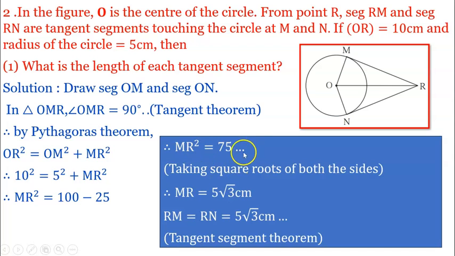Taking the square root on both sides, MR is equal to the square root of 75, which is 25 into 3. The square root of 25 is 5. Therefore, 5 root 3 centimeters. Therefore, MR is equal to 5 root 3 centimeters. And hence, RM is equal to RN is equal to 5 root 3 centimeters. That is the tangent segment theorem.